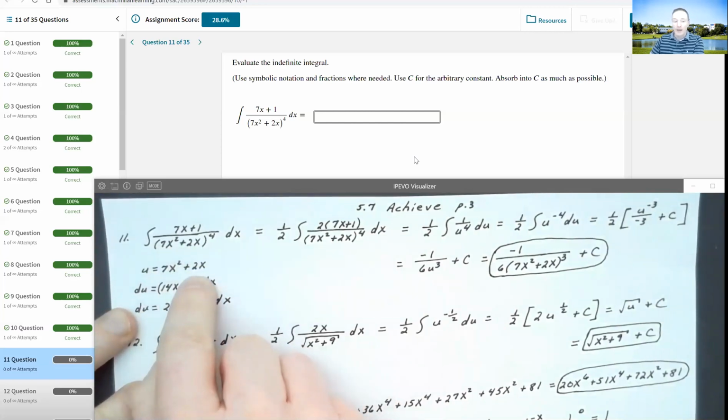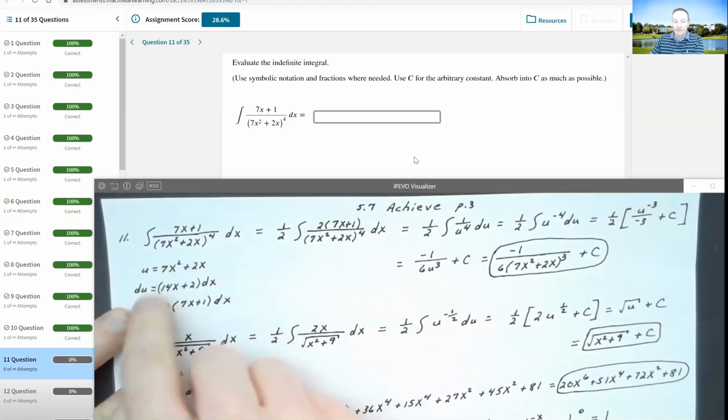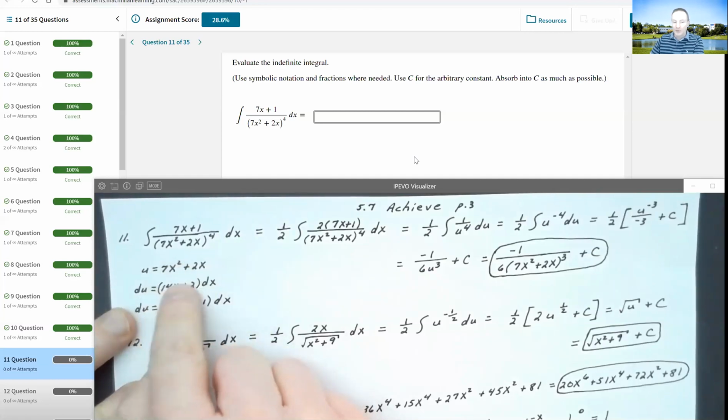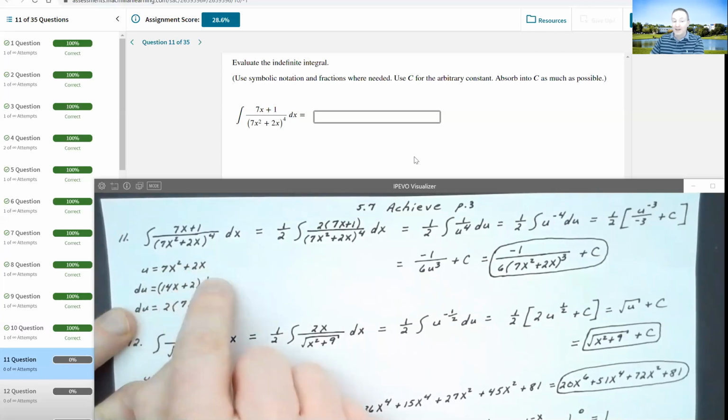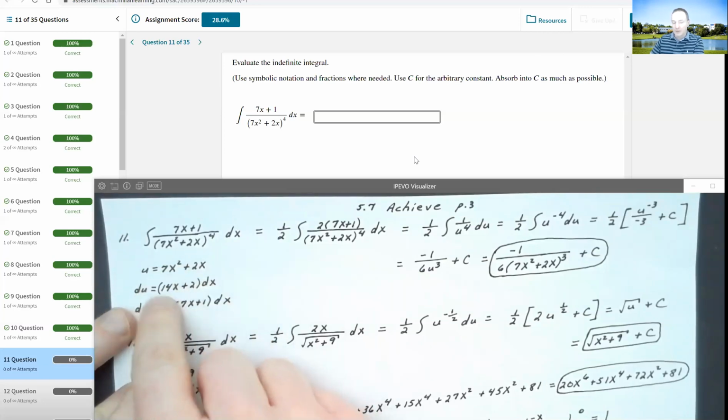The problem with that is when I take the derivative to find du, I'll get 14x plus 2, and that's going to be all multiplying dx. I really should have a parenthesis around that, like I do, times the dx. It shouldn't just be 14x plus 2 dx, because this is a height times a width there.